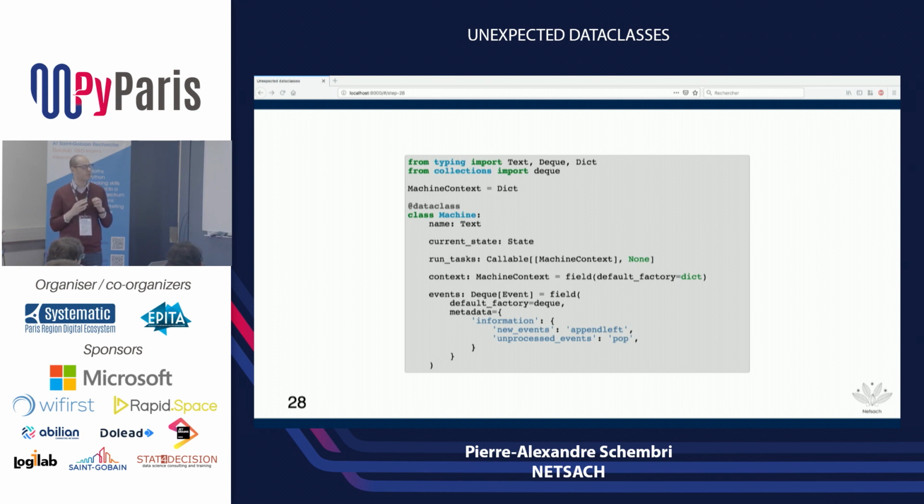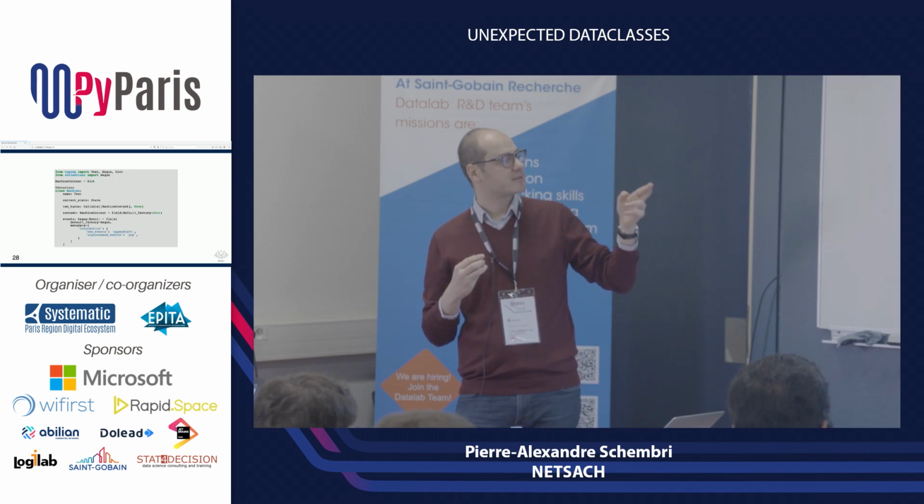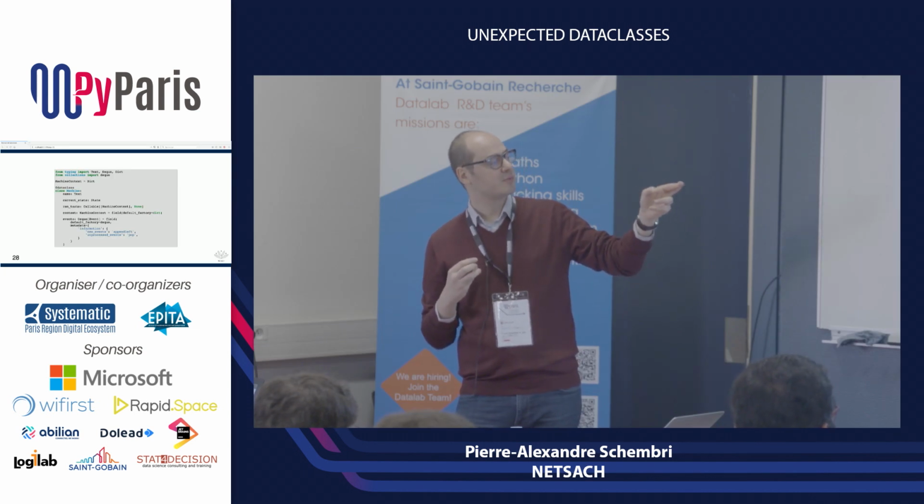I said that we want to run some tasks. How can we do that? We will provide our machine with a run task attribute, and we say, okay, we want that to be callable. It will be a function that somebody will call, and that will be able to run the task in the particular state. And because we want our machine to hold some data, I say, okay, let's add a context. A context that I define as a field with a default factory of dict.